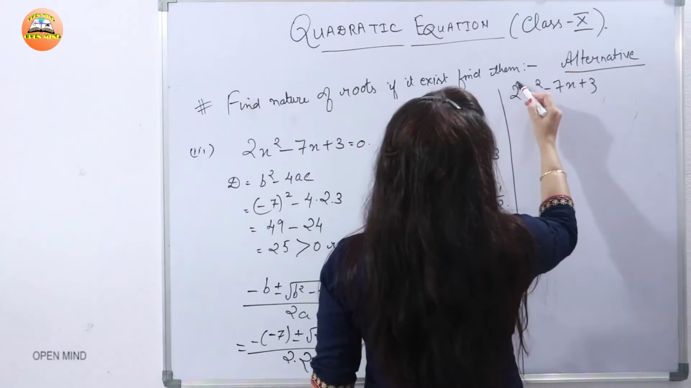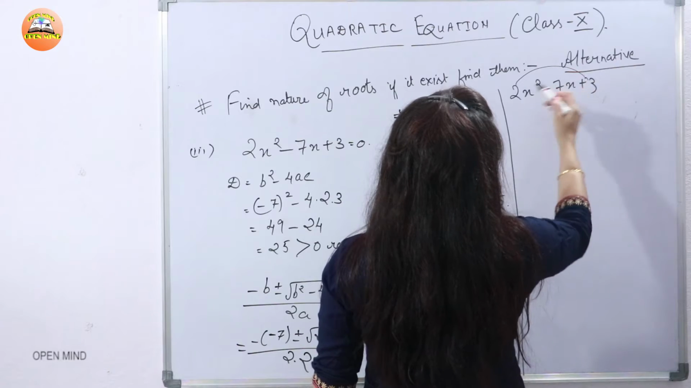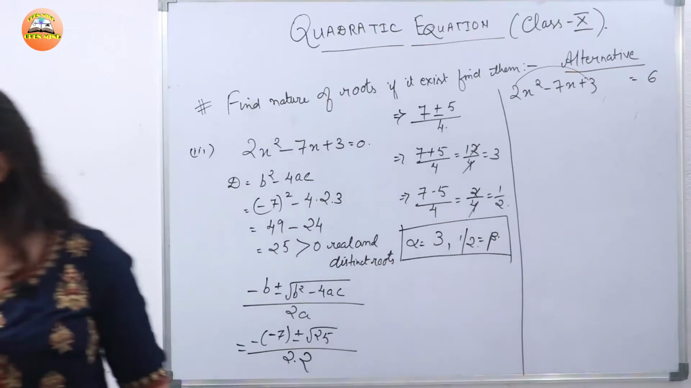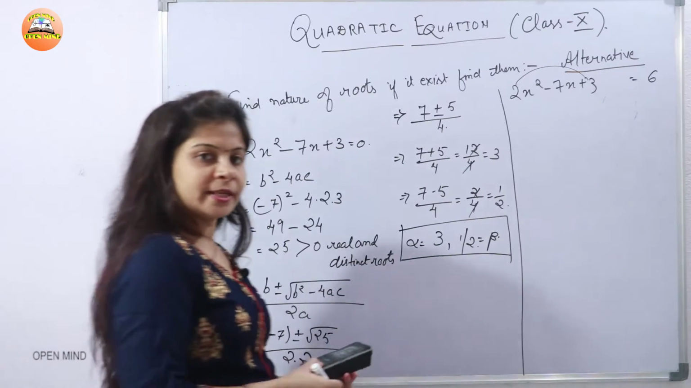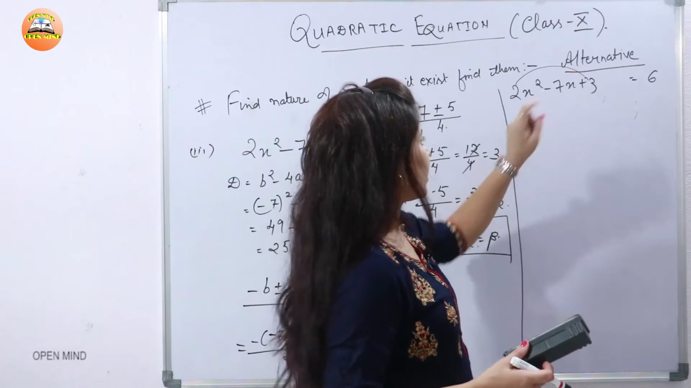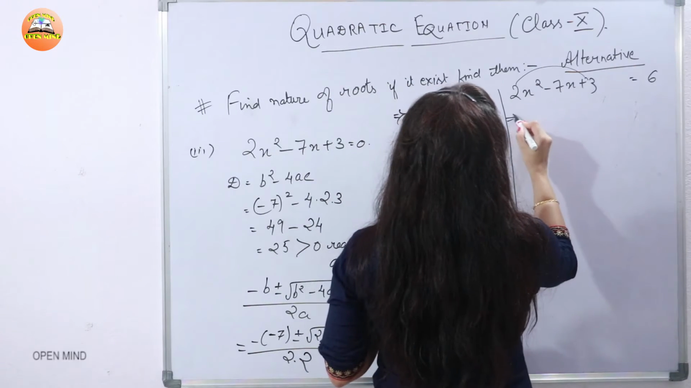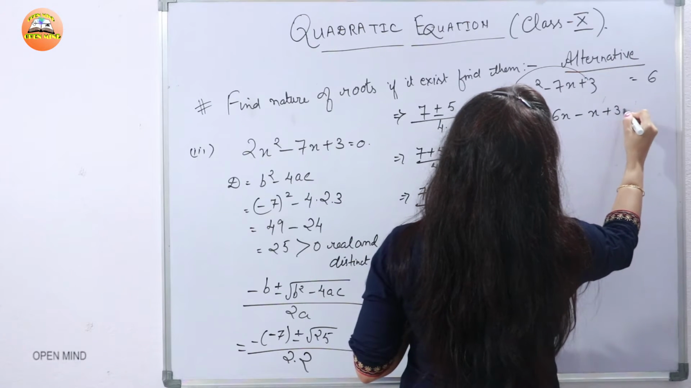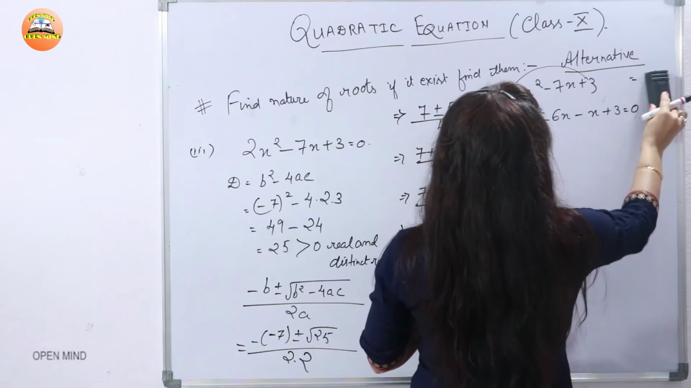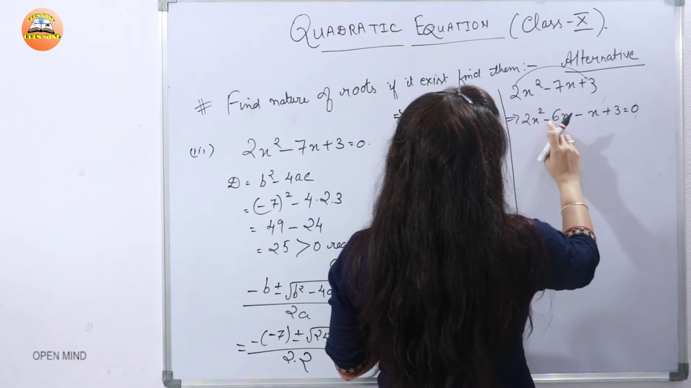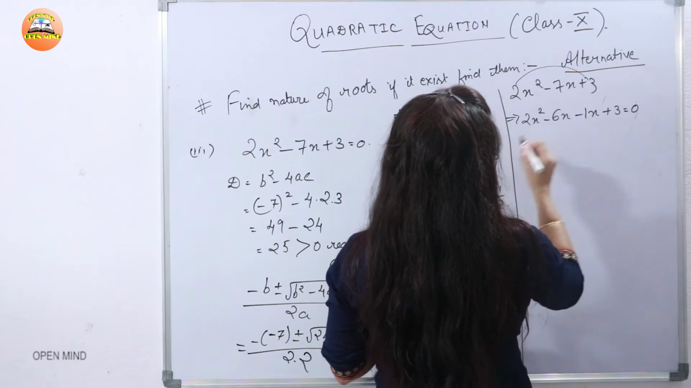Now here 3 and 2, you have to multiply. So 3 and 2 on multiplying, you get 6. So 6 you have to split in such a way that on multiplying the two factors you get 6, and since it is an addition sign, on adding the two factors you should get minus 7. So we can write 2x square minus 6x minus x plus 3 is equal to 0. 6 into 1 is 6 and 6 plus 1 is 7.